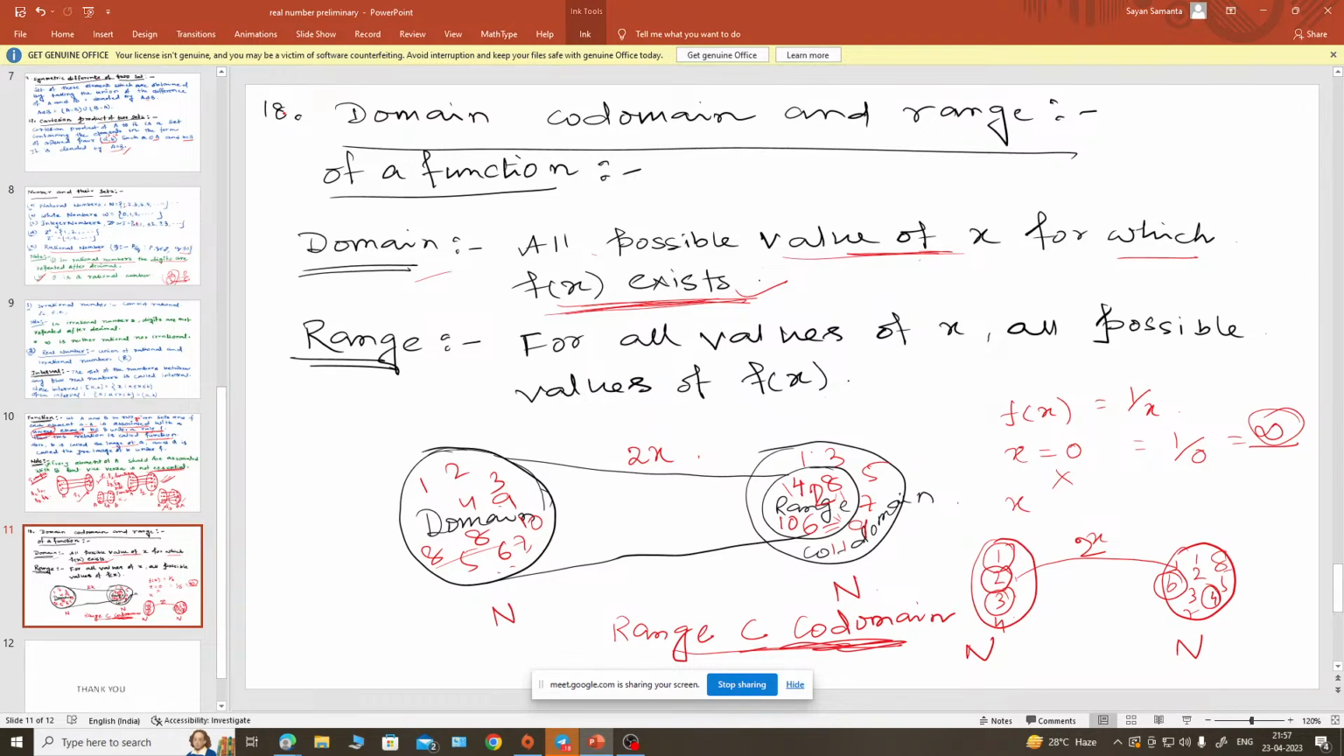Domain, codomain, range. Domain means all possible values of x for which f(x) exists. That is called the domain set. Codomain set is the set we map to. And range set is all possible values of f(x) for all values of x. So obviously range is a subset of the codomain set. This is the domain set, this is the codomain set, this is the range set.